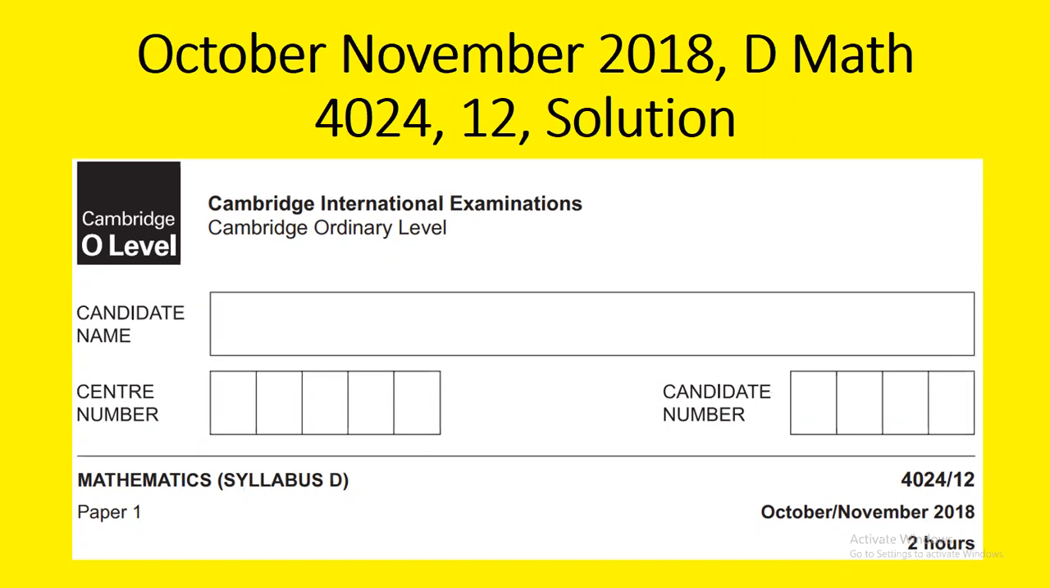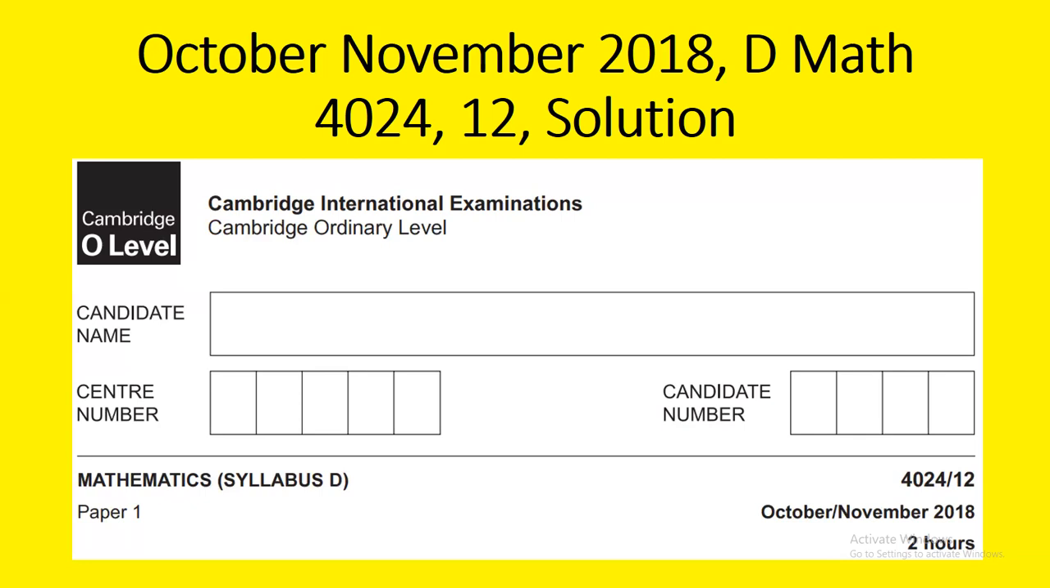Mathematics Syllabus D, and we also call this subject D Maths 4024. Today we have set our hearts to solve Paper 1 of this subject, and for this purpose we have selected the October-November 2018 Paper 1, Variant 2. This paper belongs to Zone 2, or you can say Variant 2.